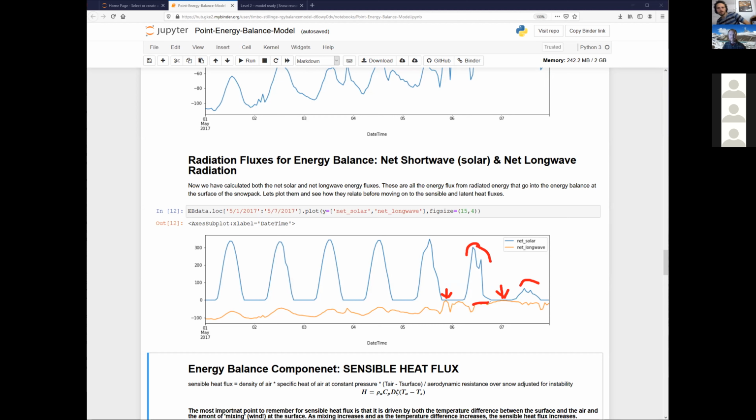So a really cool part of this energy balance modeling is thinking through the physical reasons for the different signals that you see and getting an understanding of what might be going on over the snowpack in those areas. So now that we have done that, let's clear the drawings, close that. Does anybody have any questions about the long wave radiation flux or the short wave radiation flux before we move on to sensible and latent heat fluxes?